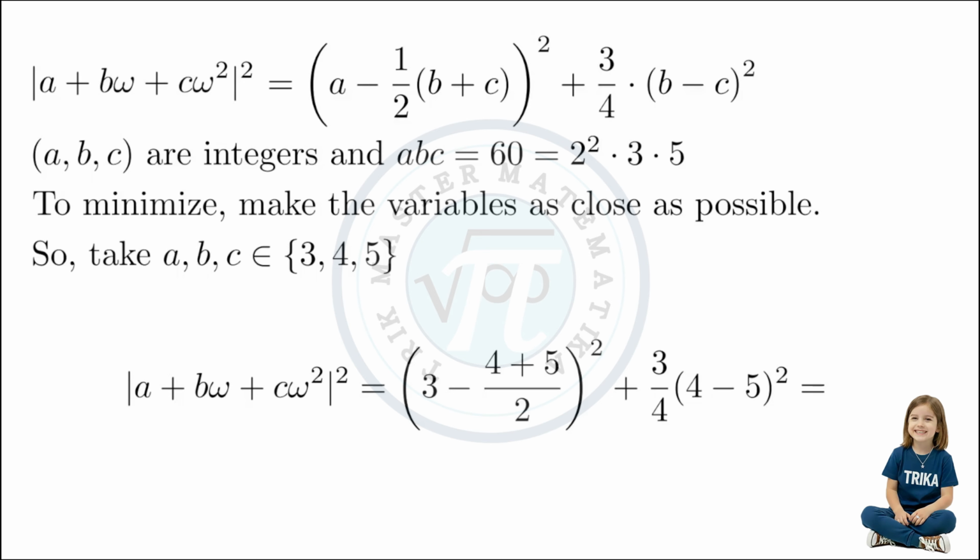So after substituting to the expression of the question and doing some quick calculation, we get the result of 3. So 3 is the minimum possible value for the expression in question. So that is the solution.